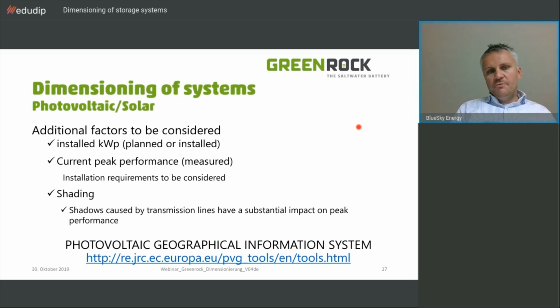So also from the photovoltaic side, we should, of course, consider what the peaks are which are measured. And of course, the shading factors should also be considered. And again, you know that better. And we have got, for example, with that link from the photovoltaic geographical information system, a good overview of how many kilowatt hours you're getting out of your kilowatt peaks. That's just information, but of course, there are also other tools available which help you to dimension those systems.